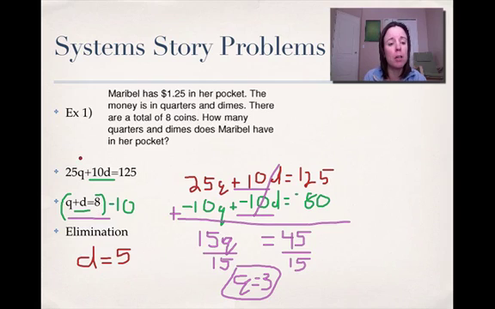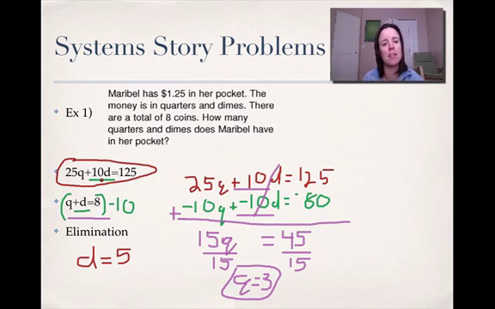We should go ahead and plug in here and make sure it works. I'm going to do that mentally. She's got 3 quarters, so 3 times 25 gives me 75 cents. Plus 5 dimes, 10 times 5 is 50. 75 cents plus 50 cents gives me $1.25. Awesome, we've checked it, it works.